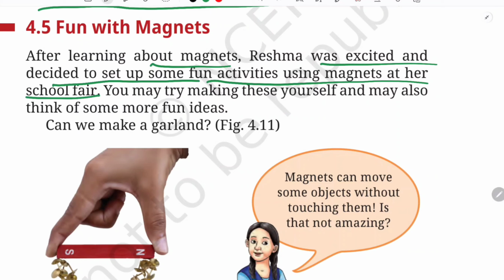So, it was Reshma who found out about magnets while she was writing her short story. After learning so many things about magnets, Reshma was very excited, and she decided to set up some fun activities using these magnets in her school fair. And she has shown them. So now we can also try.